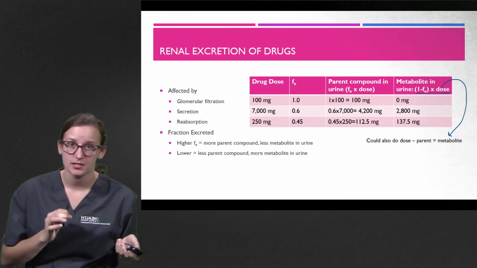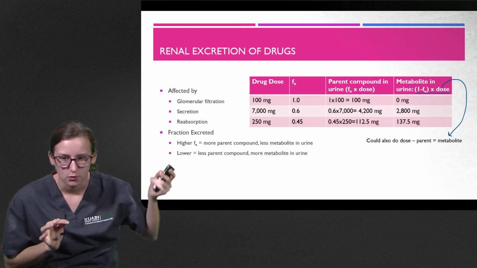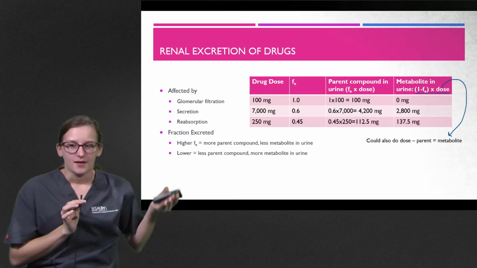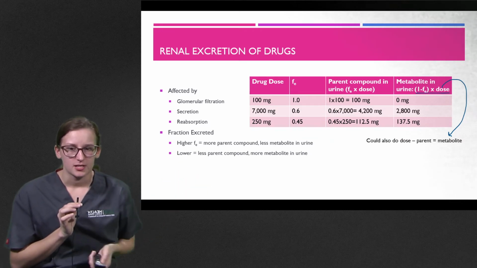Renal excretion is affected by all these parameters here: filtration, secretion, reabsorption. And then I've got the fraction excreted and examples, or an interpretation of them, for your reference.